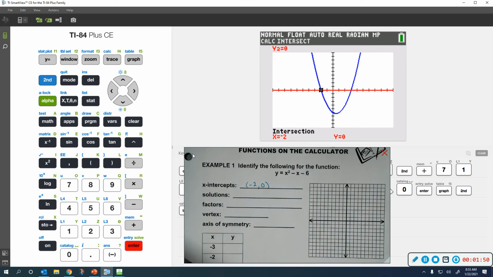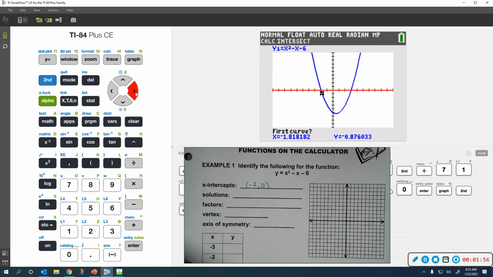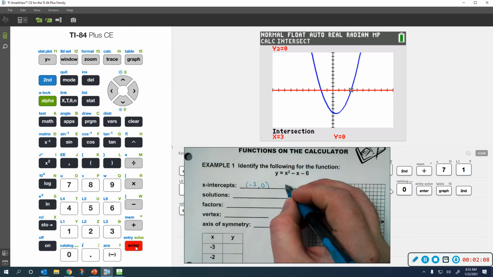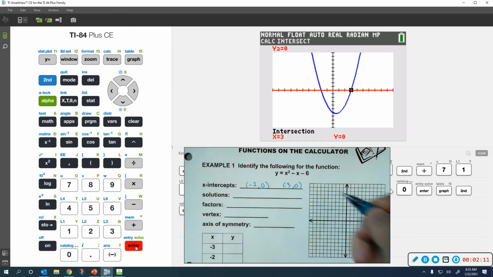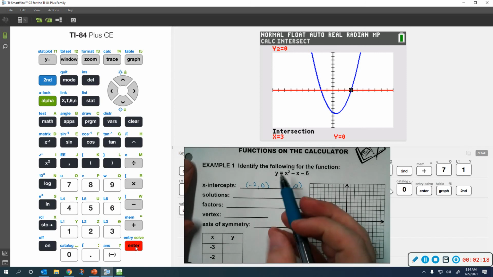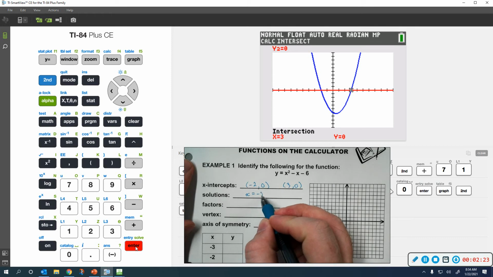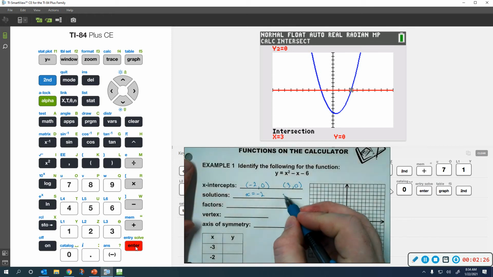For the other x-intercept, second, trace, go back to intersect. Now we're going to move it to the right side. Once you're there, enter, enter, enter. It says the right side intersects at 3, 0. We remember from our term rocks that roots, zeros, x-intercepts, and solutions are all the same. So if my x-intercept is at x equals -2, then my solution is x equals -2. At 3, then x equals 3.